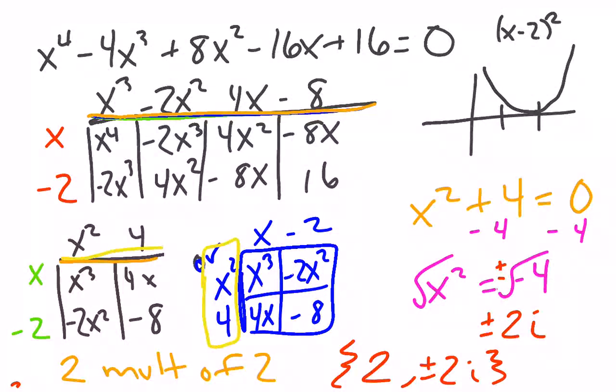Miss Hester, it's a quartic. You're supposed to have 4 zeros. I know. 2 happens twice. There we go. The end, amen.